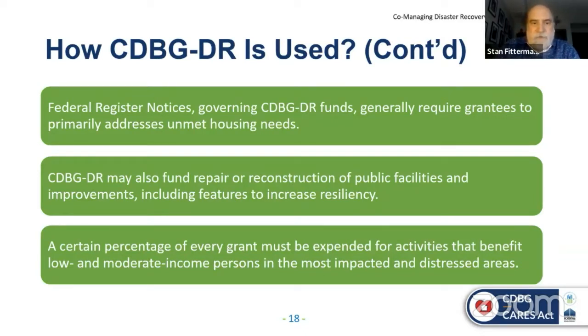A certain percentage of every grant must be expended for low-mod households or low-mod income persons. Often that is 70%, just like the regular CDBG. In other cases, it's been a little lower, but it seems like HUD is moving toward keeping it closer to that 70%.